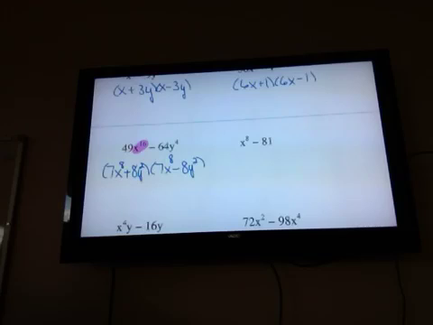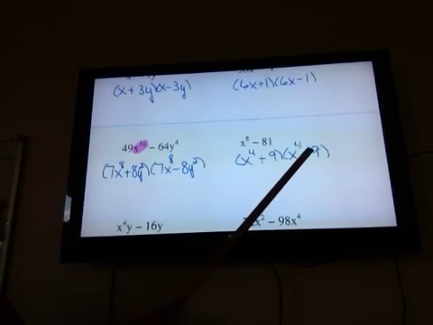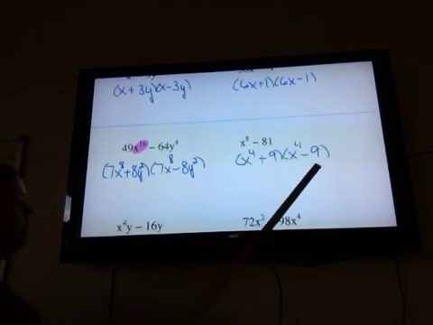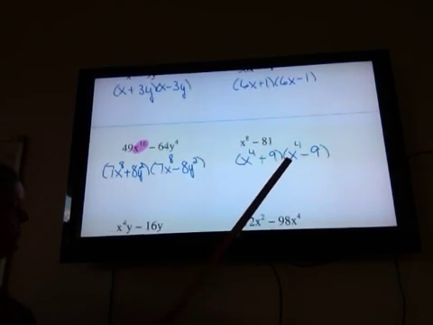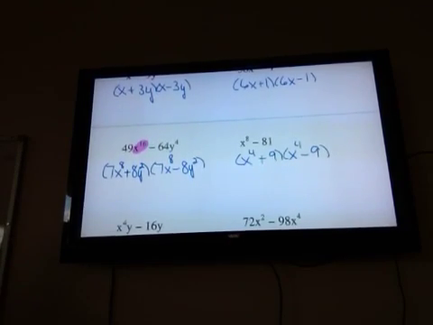X to the 8th minus 81. So x to the 8th breaks to x to the 4th times x to the 4th. 81 breaks to 9 times 9. One gets a plus, one gets a minus. But I'm not finished because I still have another difference of squares. This created another difference of squares. X to the 4th minus 9 is a difference of squares.